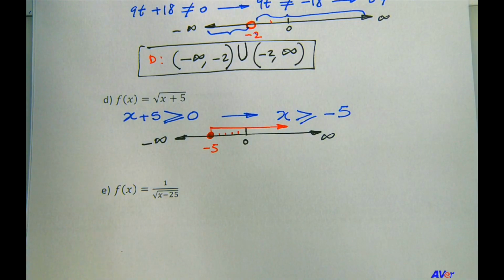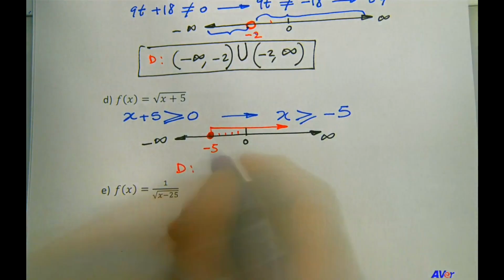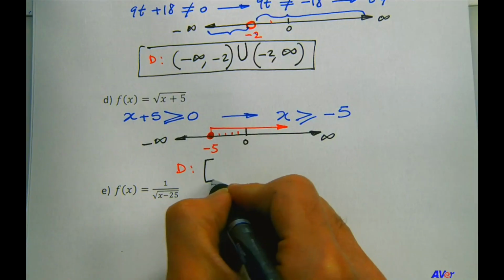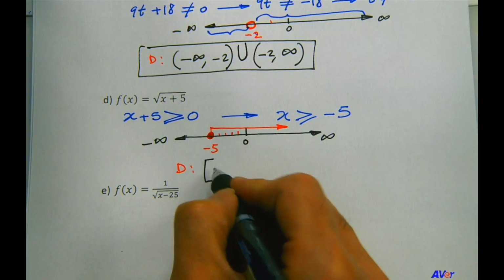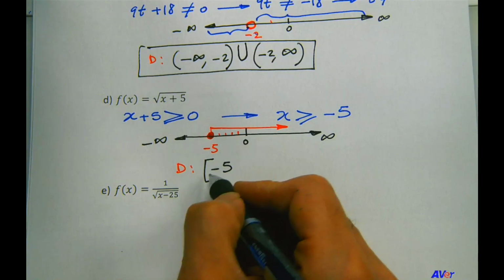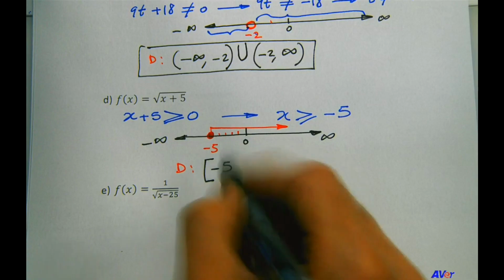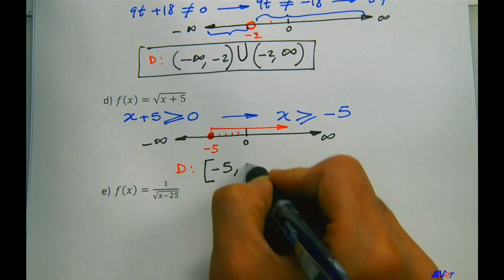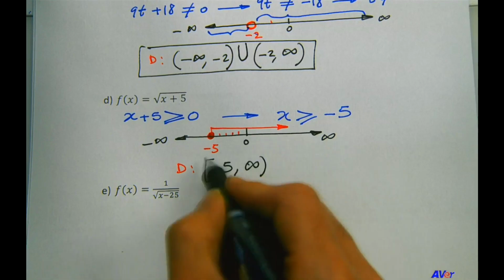So the domain in this case would be not parentheses, but bracket, because bracket means the number that appears next to it is part of the solution, is included. That's what the bracket means. So bracket negative 5, comma, all the way to positive infinity.